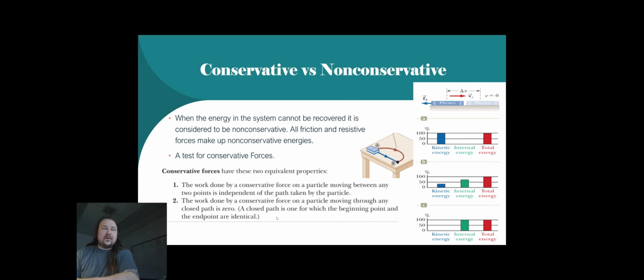Number 2 says if the work done by a conservative force on a particle moving through any closed path is 0, okay, so a closed path is one in which the beginning point and the end point are identical, then it's a conservative force. So for instance, if you took a book and you raised the book up and then you brought it back to the exact same height that you had it at, you would begin at rest at a specific height. You'd raise the book.